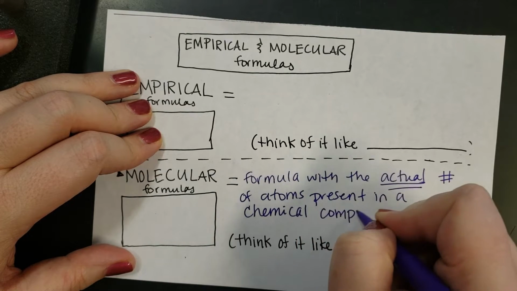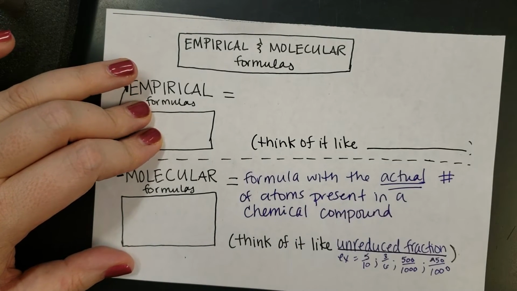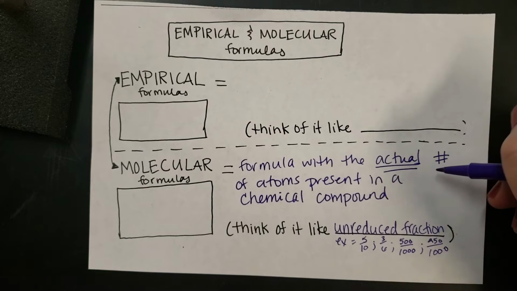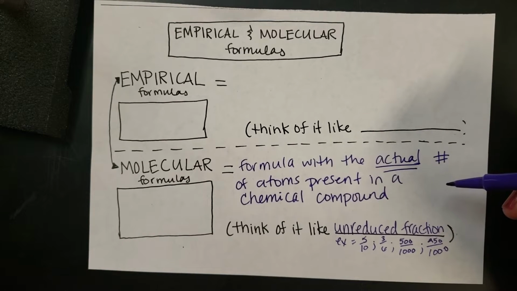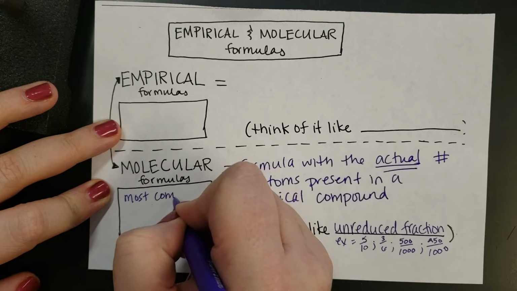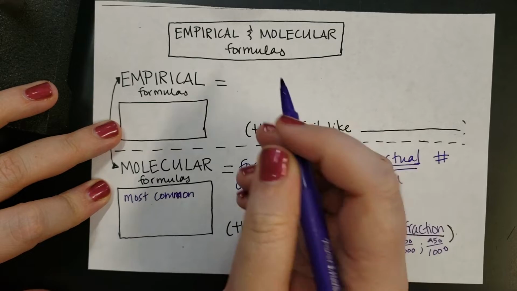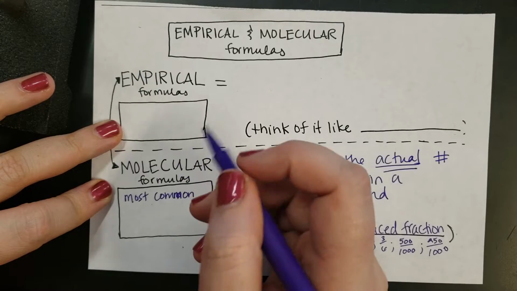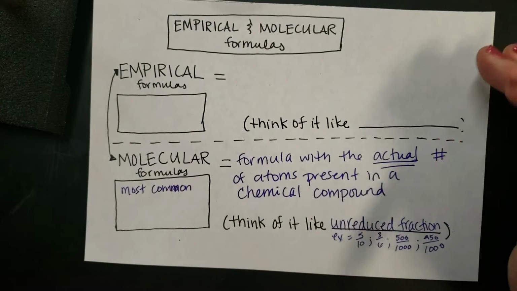So an important difference: this does not apply to things like H2 or O2. Those are not chemical compounds. Those are just molecules of an element. So these are the formulas that tell you exactly how many atoms are in one molecule of a chemical compound. These are the most common, and they can be used for a variety of purposes.